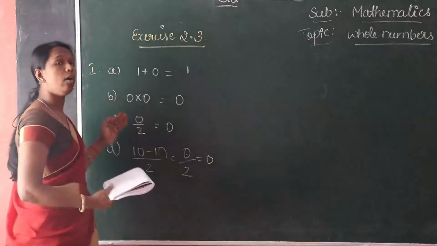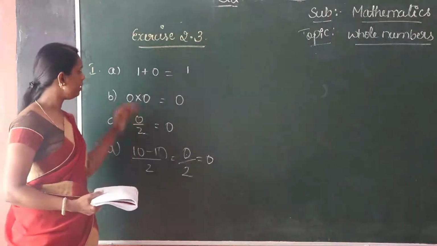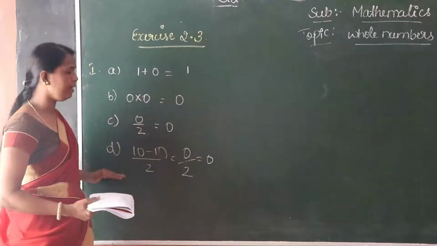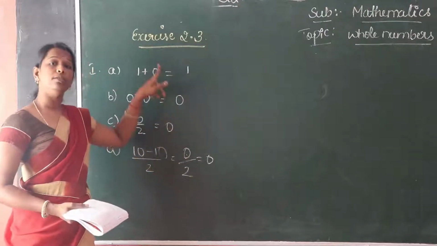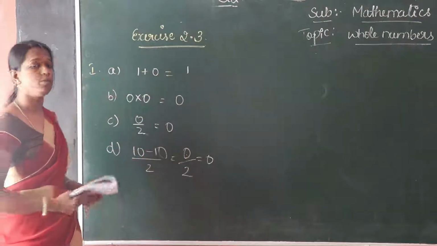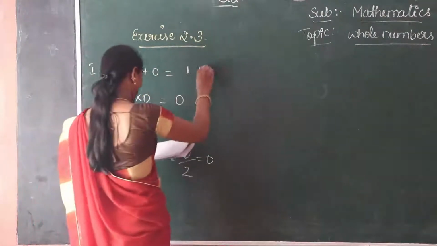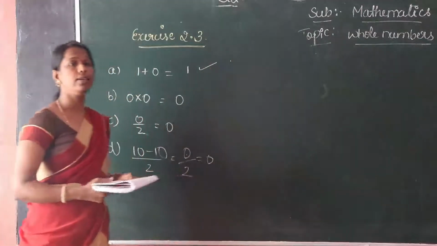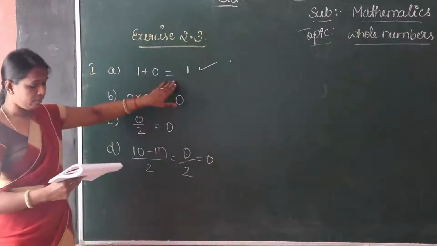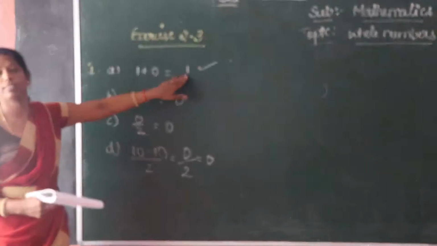Observe these 4 sums. Which does not represent 0? Here 3 sums, B, C, D, represent 0. So this A does not represent 0. So this is the answer. 1 plus 0 is equal to 1, so it does not represent 0.